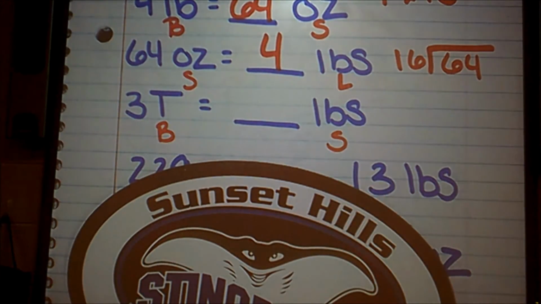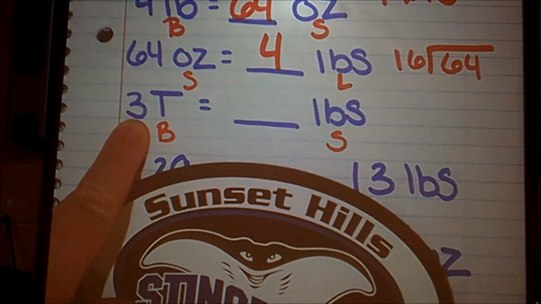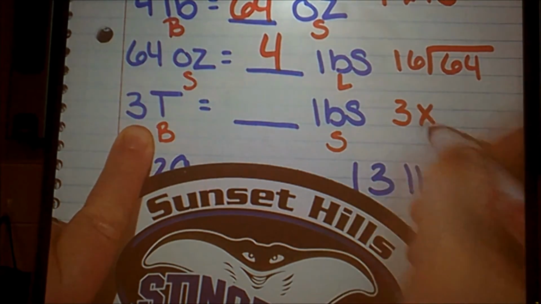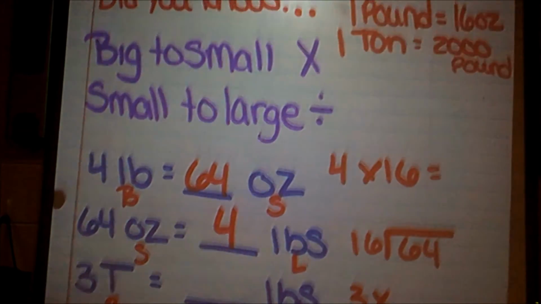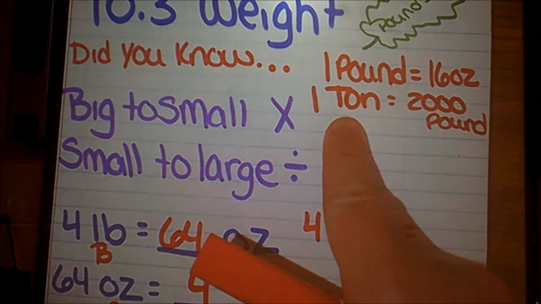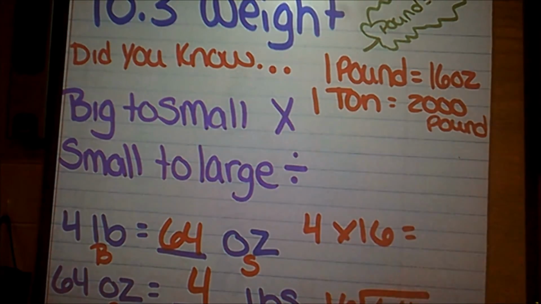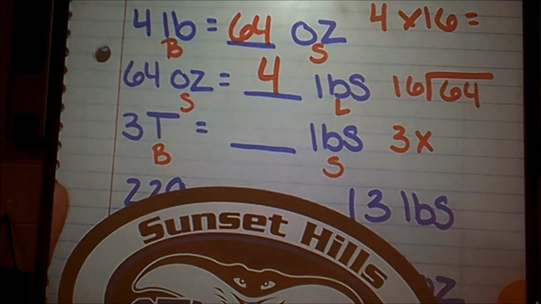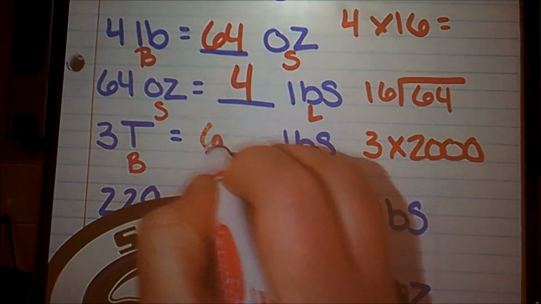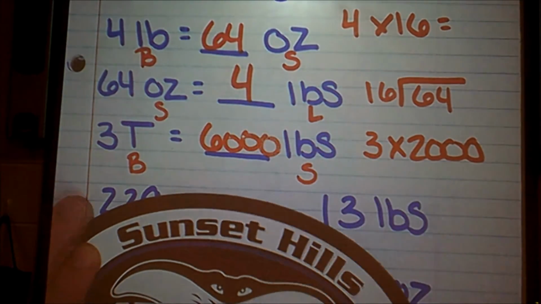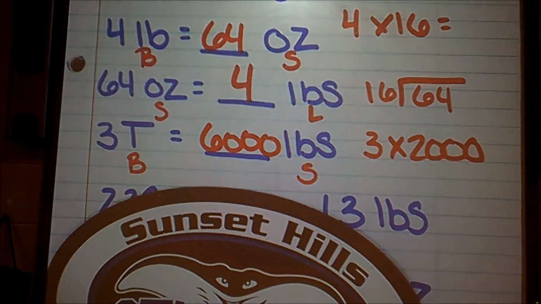Big to small we multiply, so I'm going to multiply my 3 by how many pounds are in a ton. 1 ton equals 2,000 pounds. So I'm going to be multiplying by 2,000. That gives me a product of 6,000. So 3 tons is the same as 6,000 pounds. Definitely has to be an elephant.